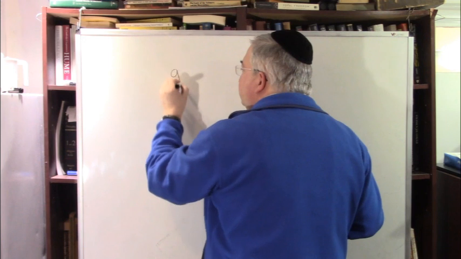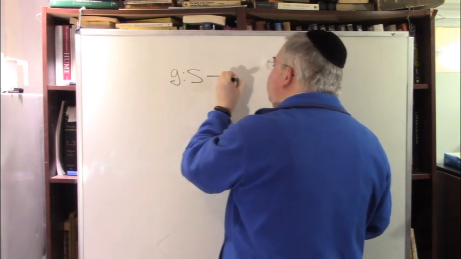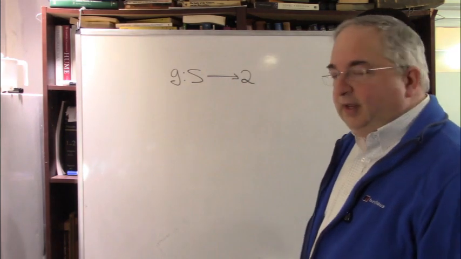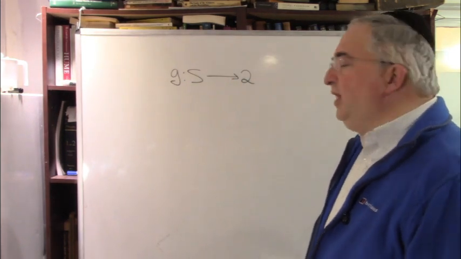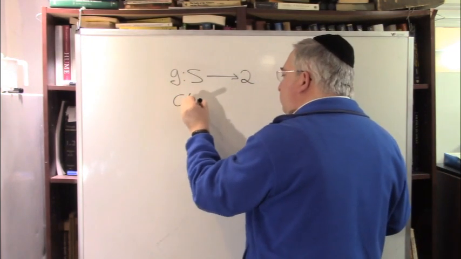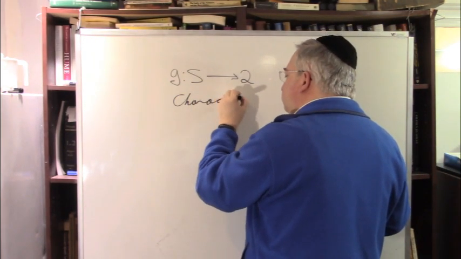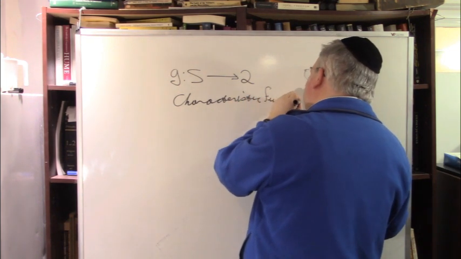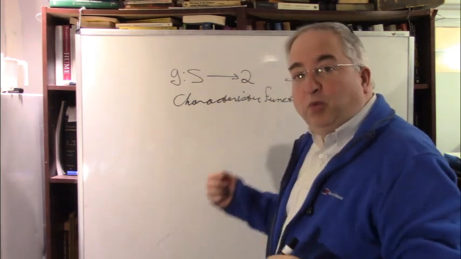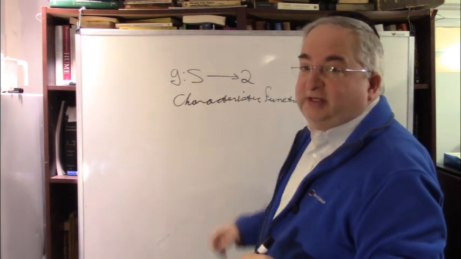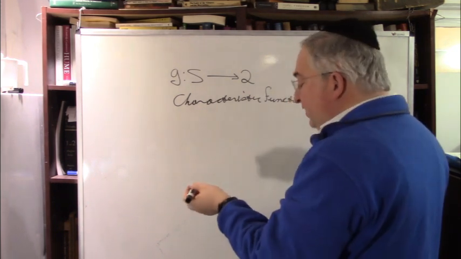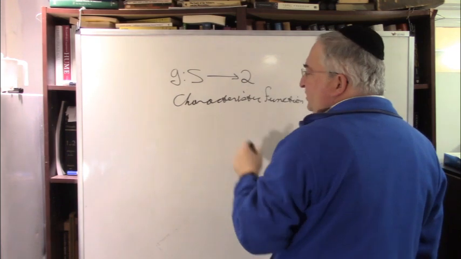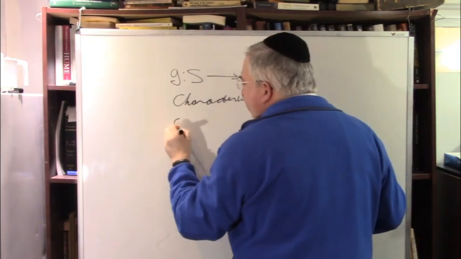Take a function g that goes from a set S to the set 2. We saw this already in chapter 1. This is called a characteristic function, and what it does is describe a subset of elements of S. Those things that land in 1 are in the subset.